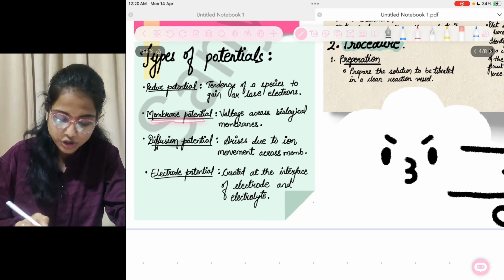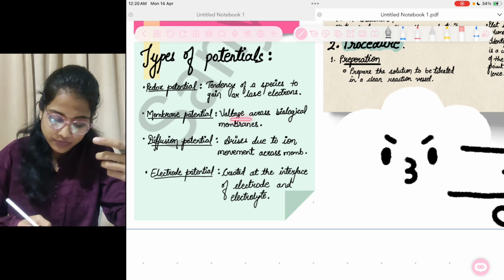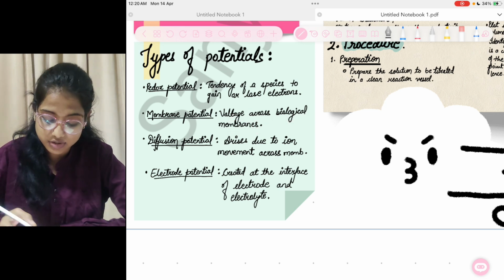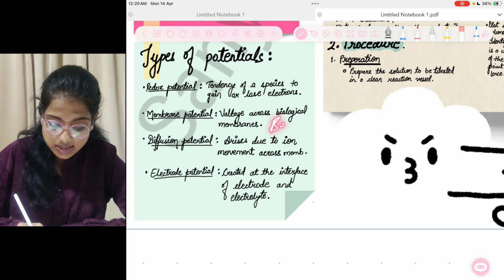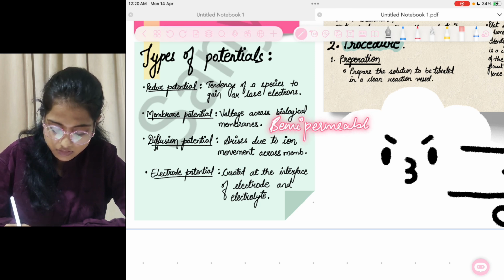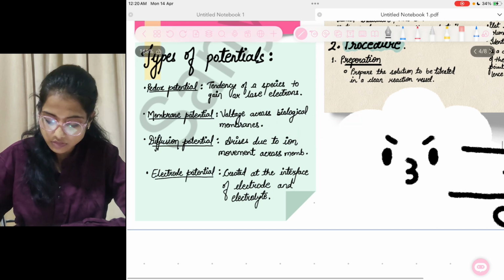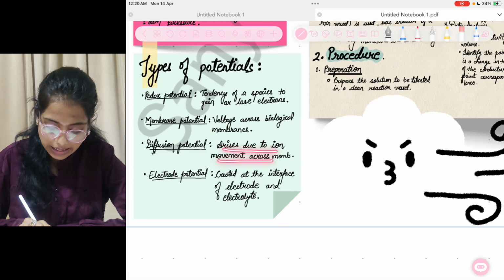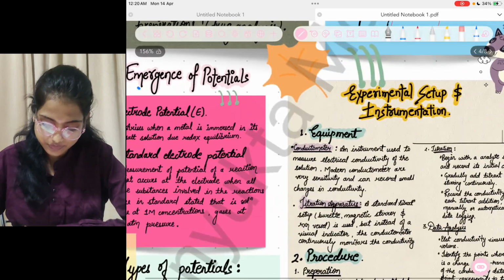Then membrane potential. What is membrane potential? It is the voltage across a biological membrane. Our cell membranes are semi-permeable. Okay, diffusion potential also arises due to ion movement across the membrane.